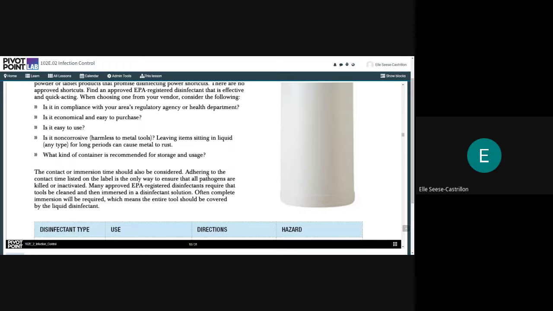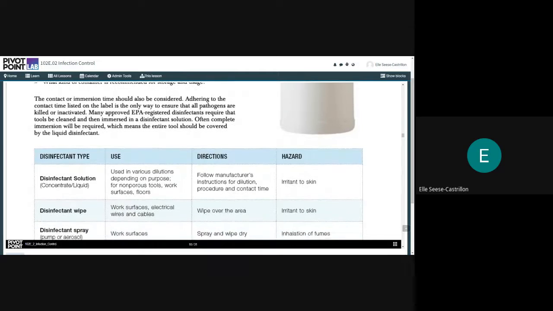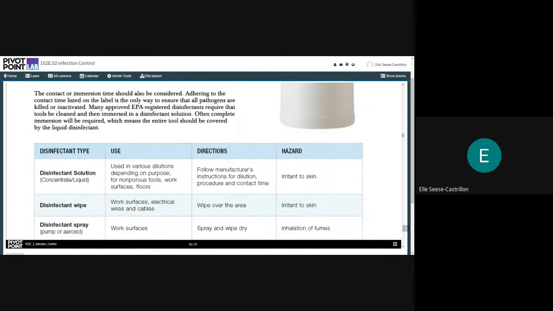When you are choosing, consider the compliance with your area's regulatory agency or the health department. Is it easy to use? Does it make sense? Is it economical and easy to purchase? And what kind of container is recommended for the storage and the usage? The contact or the immersion time should also be considered.